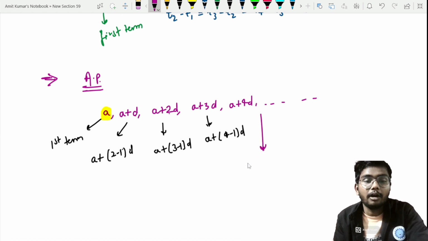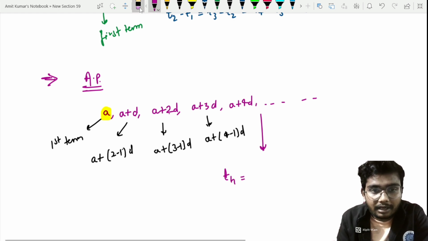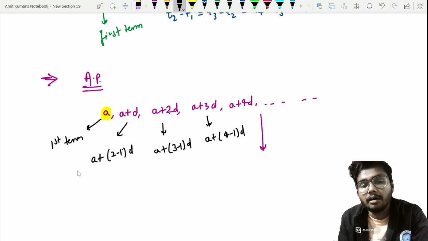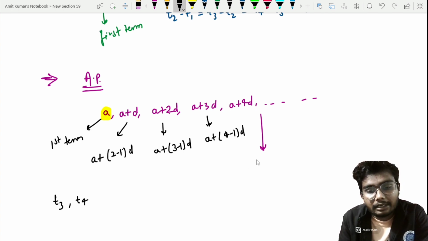In this way, if I am talking about the nth term of this AP, what will that nth term be? We can write Tn. Whatever our nth term will be, that will be represented by Tn. If you have been given the third term or fourth term, those can be written as T3 and T4. In that way we can represent the nth term by Tn.